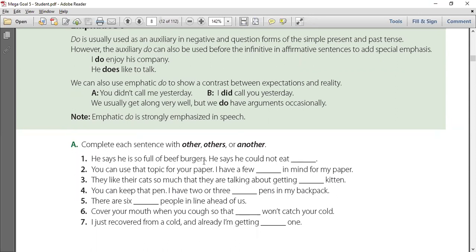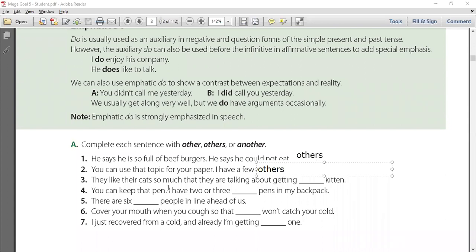Beef burgers. He could not. He could eat others. Yes, others. Thank you. He says he's full of. You can use that topic for your paper. I have a few in mind for my paper. I have a few others. Other. Again, others.